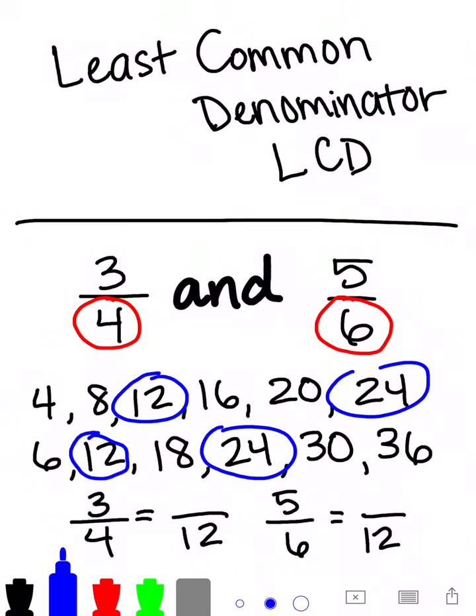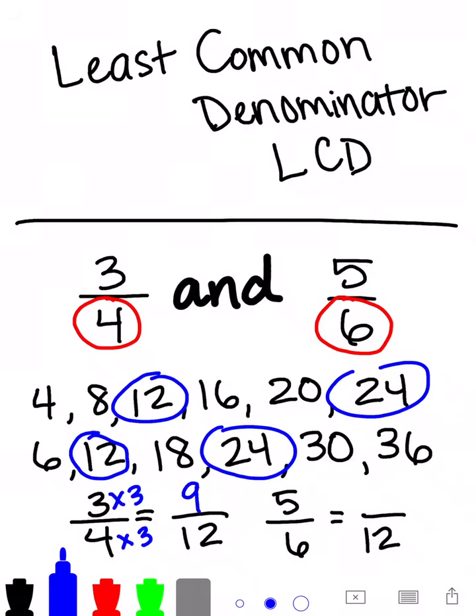So 4 multiplied by something is 12. Well, we know that 4 multiplied by 3 is 12. Whatever I do to the bottom half of my fraction, I have to do to the top as well. So because I multiplied the bottom by 3, I have to multiply the top by 3. So 3 multiplied by 3 is 9.